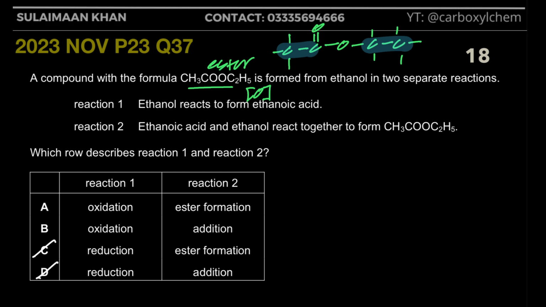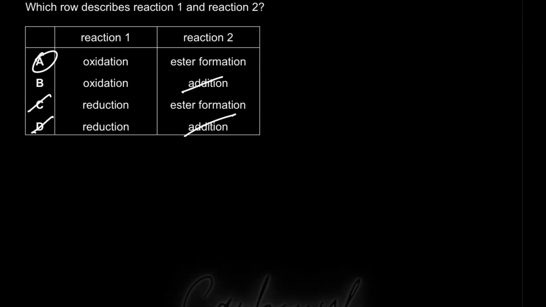And then it says reaction 2 says ethanoic acid and ethanol react together to form ester. Done? So it's basically ester formation. It's not an addition reaction, it's a condensation reaction. So therefore A should be the correct option.